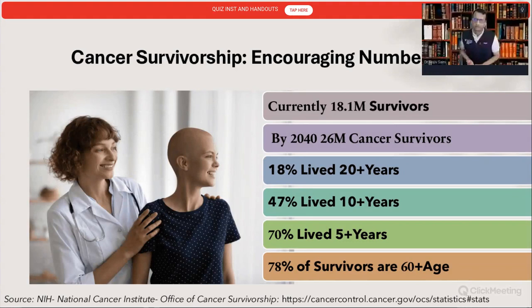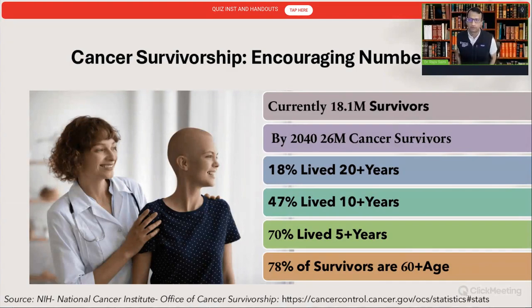Currently in the US, there are 18.1 million cancer survivors. By 2040, the number will increase to 26 million. Out of those, 18% live 20 plus years, 47% of that population live 10 plus years, and 70% live 5 plus years. On top of that, 78% of the survivors are 65 plus years of age.